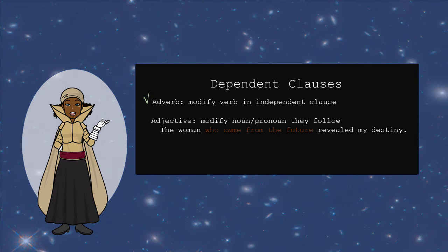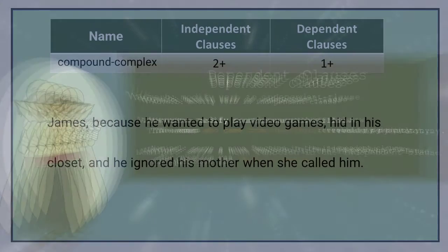A dependent clause that modifies the noun or pronoun right in front of it is an adjective clause. They usually begin with who, whom, that, or which. They're also called relative clauses. A nominal clause, also called a noun clause, functions as a noun in the independent clause. Here, will I succeed is the predicate nominative, following the be verb was. More on these types of dependent clauses in later videos.